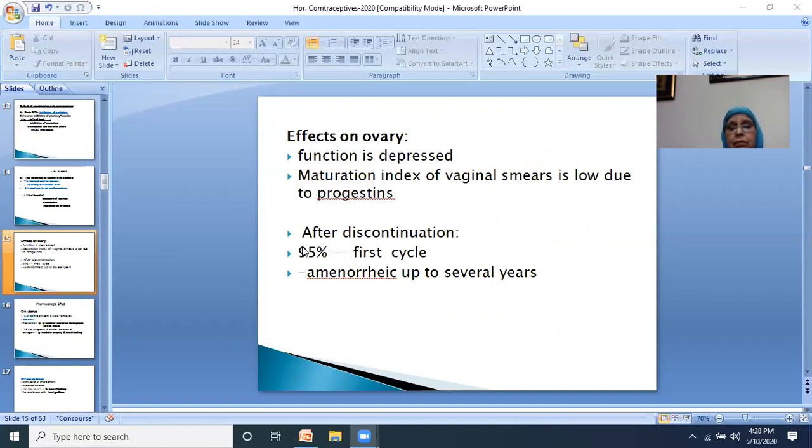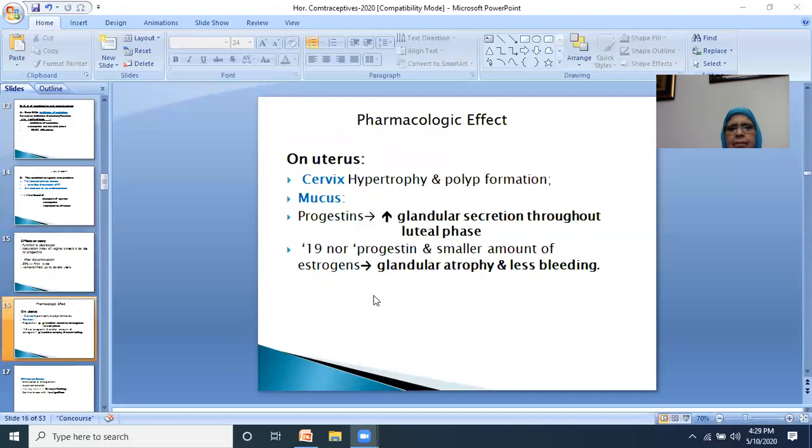After discontinuation, 95% of females ovulate in the first cycle, a few ovulate within about 3 cycles, but some of them become amenorrheic for up to several years. They may also have galactorrhea, so we must check their prolactin levels because many of them have hyperprolactinemia. Prolactinomas are there and they produce this hyperprolactinemia, and that is why they are amenorrheic. Otherwise, 95% will ovulate in the first cycle and the rest in a few cycles.